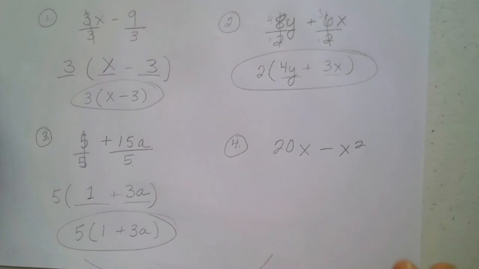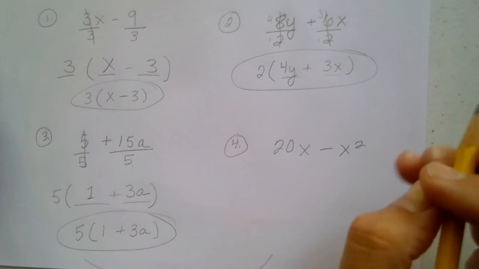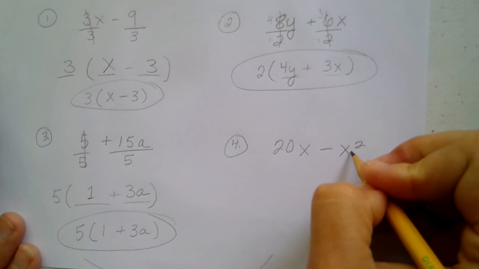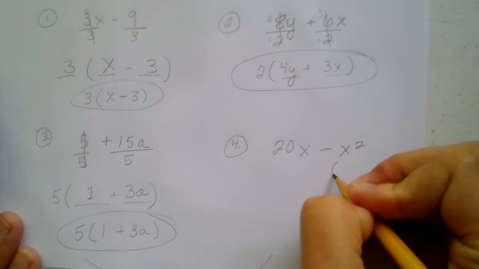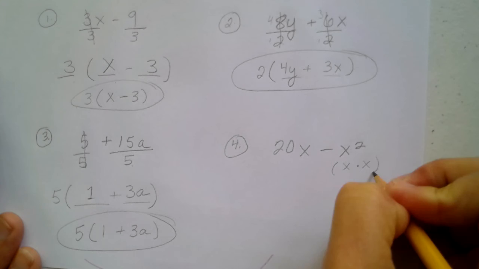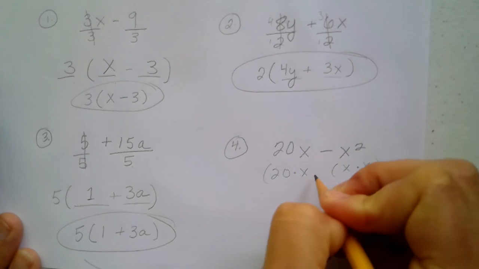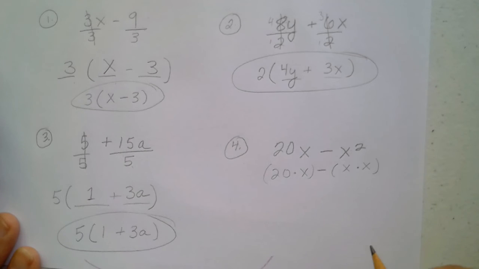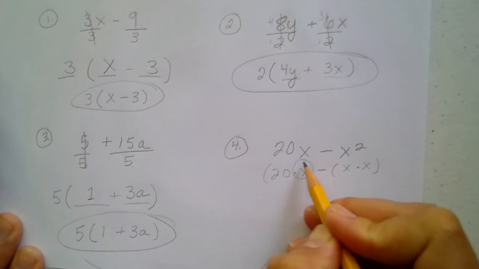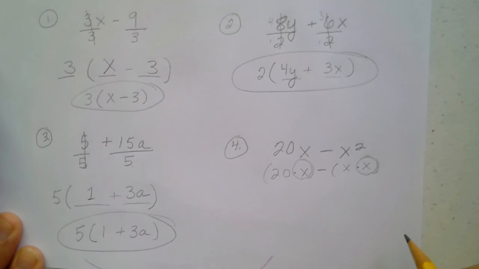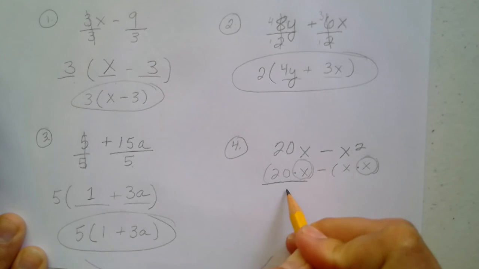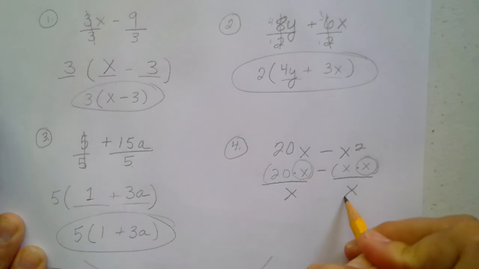And last, a little trickier because the greatest common factor has to do with the variables this time, not the numbers. So if I were to write this one out in expanded form, this here would look like x times x. And here this would be 20 times x. And we're subtracting these two. So the common factor here is x. So since each of these has one x, I'm going to divide by x and divide by x.